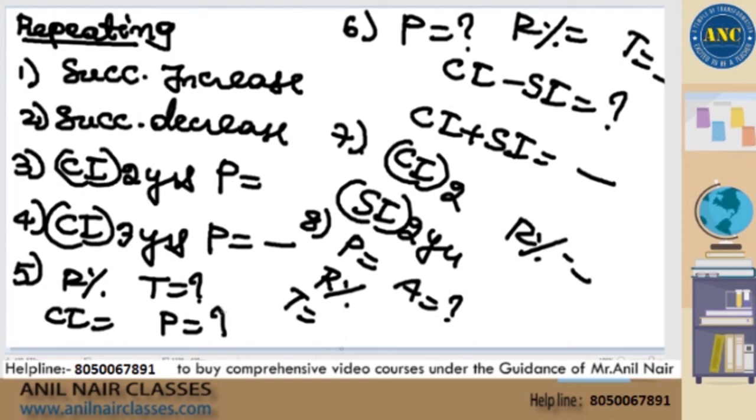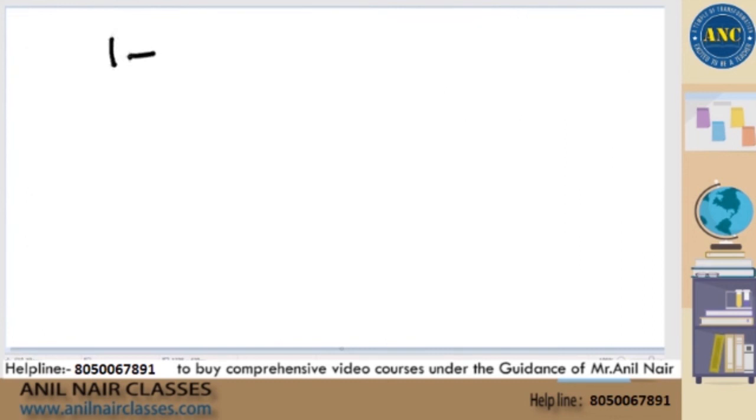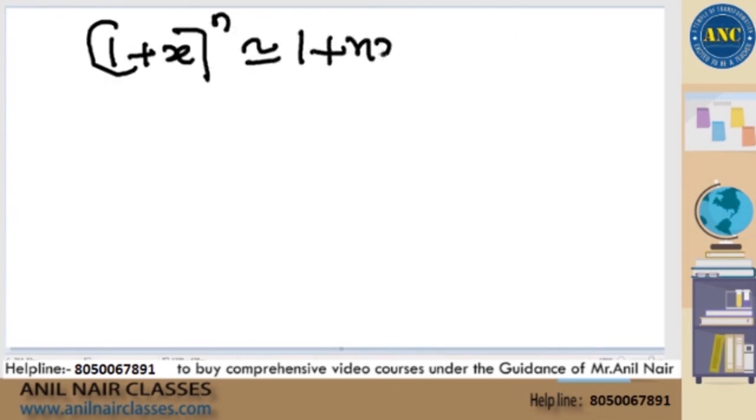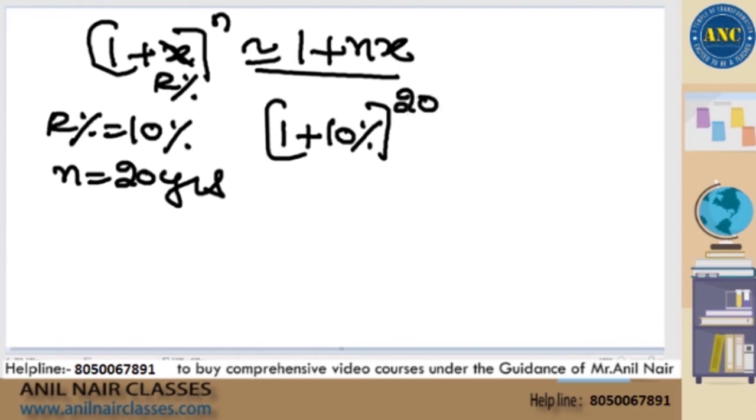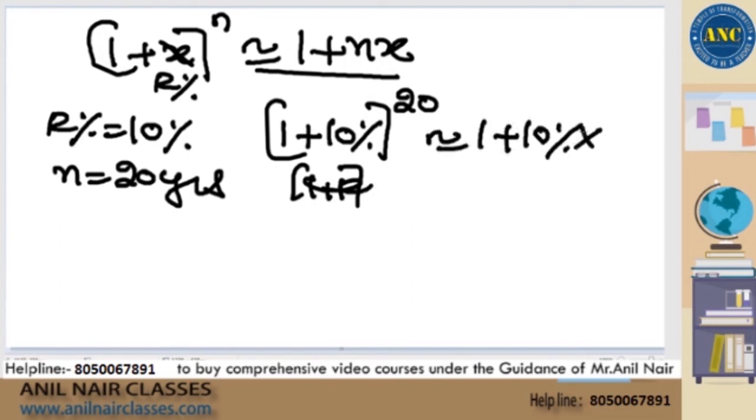Now, Praveen, in case it is asked for more than 10 years, (1 plus x) power n is approximately 1 plus nx. Please use this concept. Here x is nothing but R percentage. If R percentage is 10% and n is 20 years, the answer is 1 plus 10% power 20, which is nothing but 1 plus nx. You can give n any value and solve. Next.